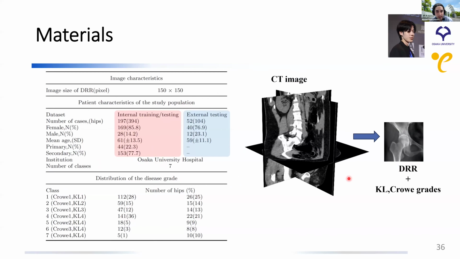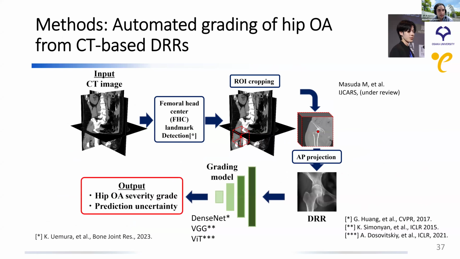And the way we have done that is that instead of working on X-ray images, we're actually working on CT images. So starting from the CT image, we obtain DRR, or digitally reconstructed radiographs, accompanied with the KL and CRO grades. And here I show the overall scheme of his work.